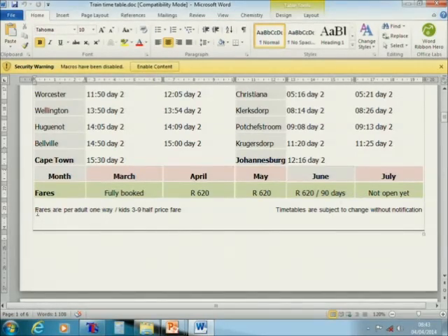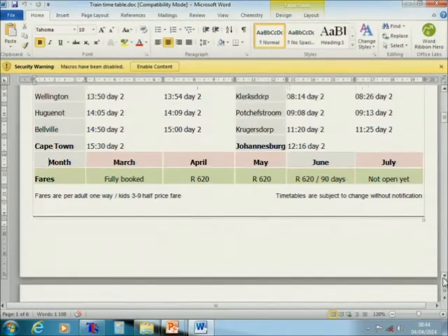Look at all those fine prints. Fares are adult one way, and kids 3 to 9 years pay half price of the fare. Can you see how much information we have here? And then it says timetables are subject to change without notification. So you can still have this timetable, but sometimes when you arrive at the station, it will have changed.